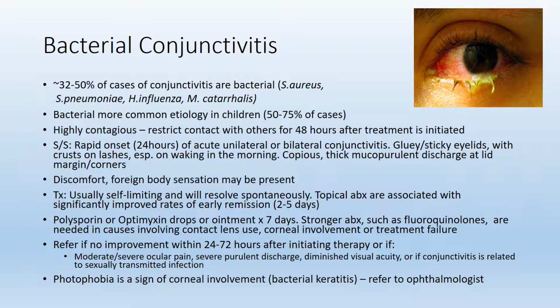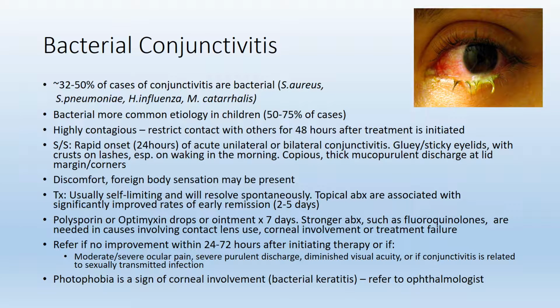Let's look a little more closely at the various causes of conjunctivitis. So bacterial conjunctivitis accounts for up to 50% of cases of conjunctivitis, with Staph aureus, Strep pneumo, H. flu, and M. catarrhalis being the main culprits. Bacterial infections are more common in children and they're highly contagious, so you want to restrict contact with others for 48 hours after treatment is initiated to help prevent the spread of the bacteria.